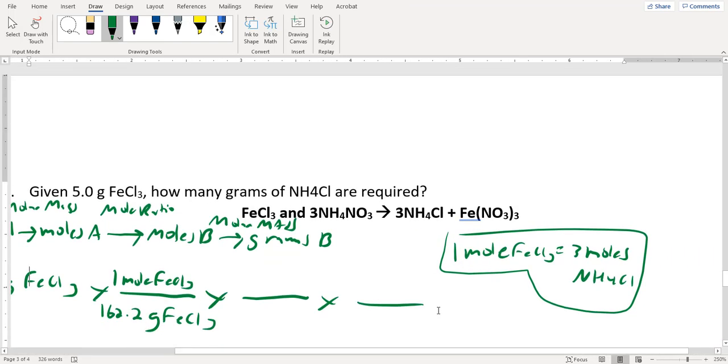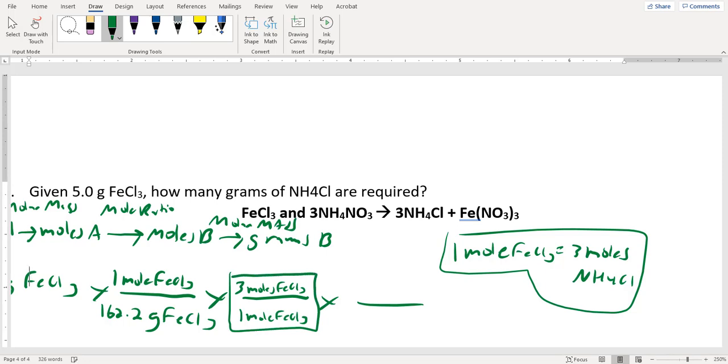So 1 mole of iron chloride is equal to 3 moles of ammonium chloride. So I put the 1 mole on bottom, and then the 3 moles on top. I highly recommend you get into the habit of putting a box around this. This is the mole ratio that requires the balanced equation.